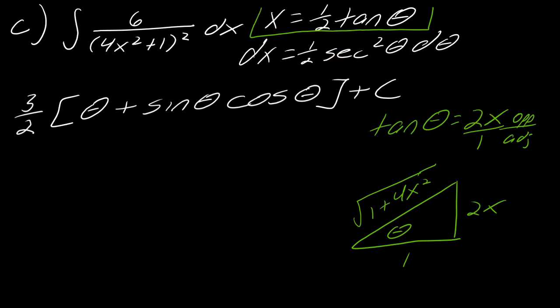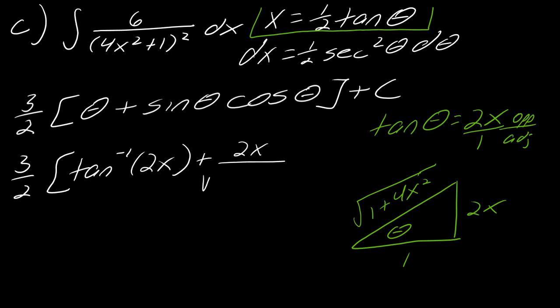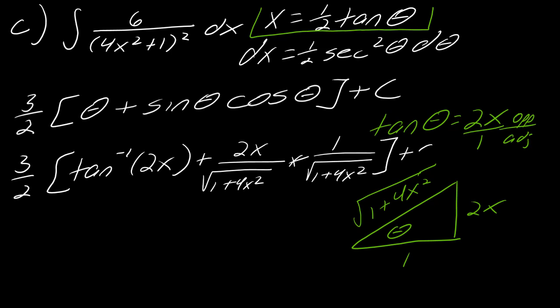Okay, and now to get my theta, I have to solve this, so I just take inverse tangent. So this will be 3 over 2 inverse tangent of 2x. And then sine theta, cosine theta. So sine theta is going to be opposite over hypotenuse. So that's going to be 2x over the square root of 1 plus 4x squared. And then cosine theta is going to be 1 over the square root of 1 plus 4x squared.